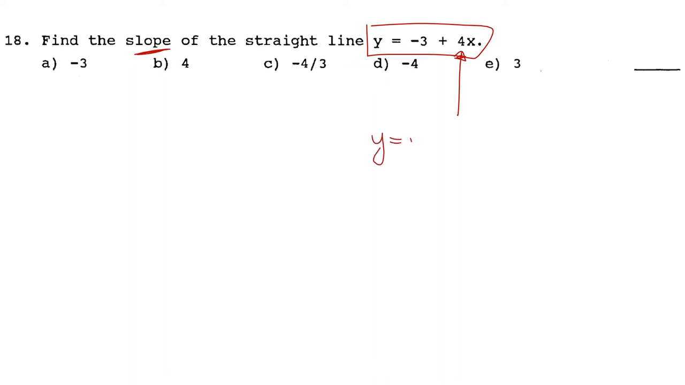Because y equals mx plus b in this specific format, m is the slope. So we already see that 4 is the slope. Do not make the mistake of saying it's negative 3. Lots of you will say it's negative 3 because it goes first. They're trying to trick you. Rewrite it: y is equal to 4x minus 3. The slope is 4. The answer is B.